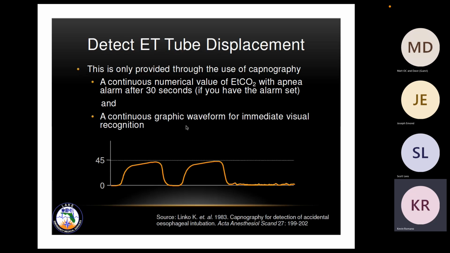Detect ET tube displacement. This is only provided through the use of capnography: a continuous numerical value of end tidal with an apnea alarm for 30 seconds, if you have the alarm set, and a continuous graphic waveform for immediate visual recognition as well. As you can see here, the tube somehow got dislodged, and now there's no more waveform.